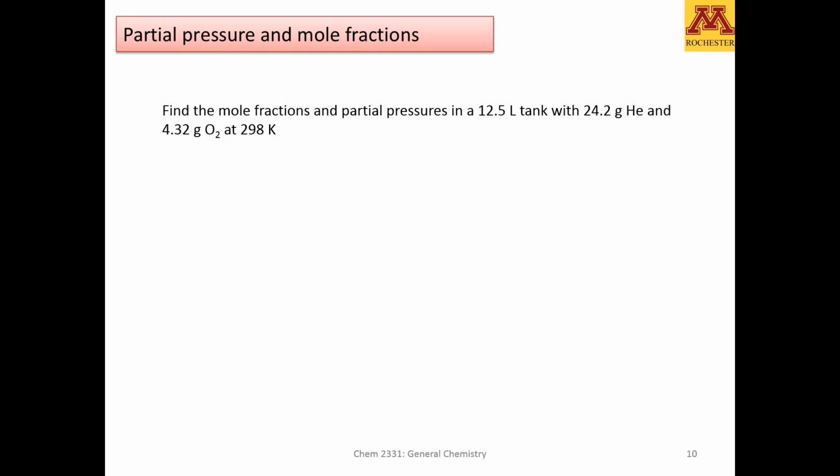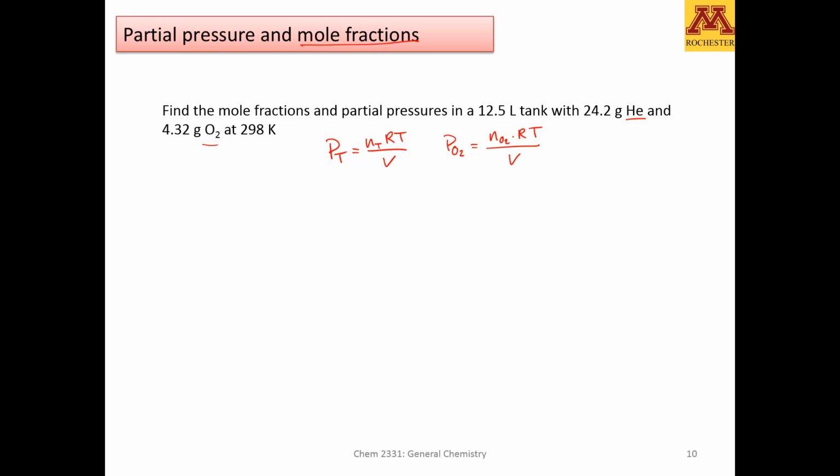An interesting application of partial pressure in Dalton's law is when we can use mole fractions to figure out partial pressures. In general, you can write the ideal gas law using the total number of moles, R, T, and V total, or you can apply it to each component in a mixture. For example, in the problem that we will solve, there's helium and oxygen, so the partial pressure of oxygen is equal to the number of moles of oxygen, RT, divided by volume.